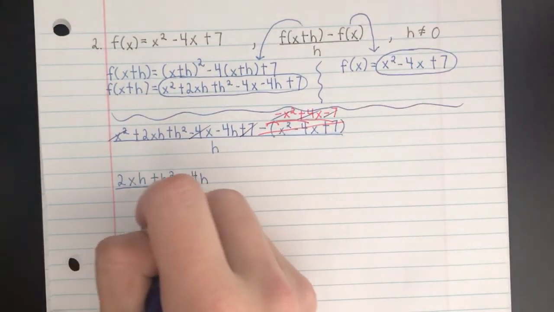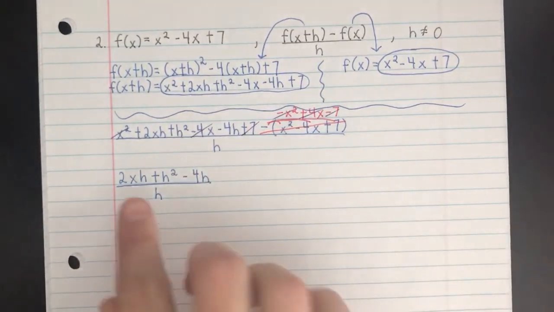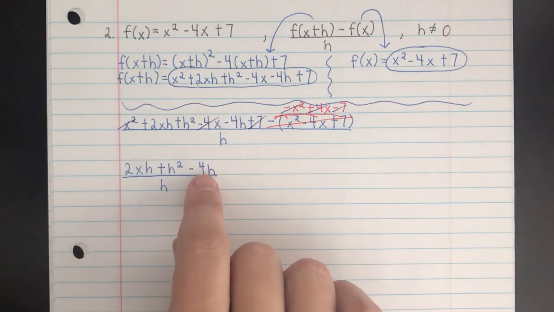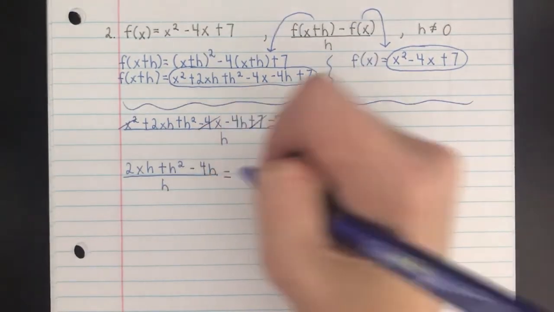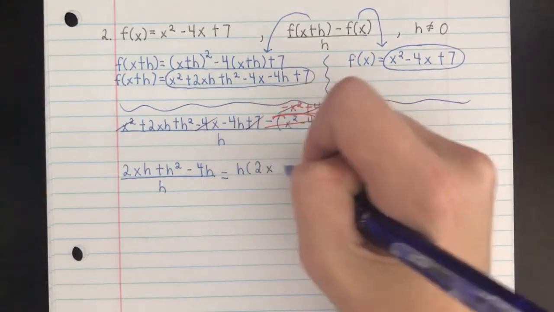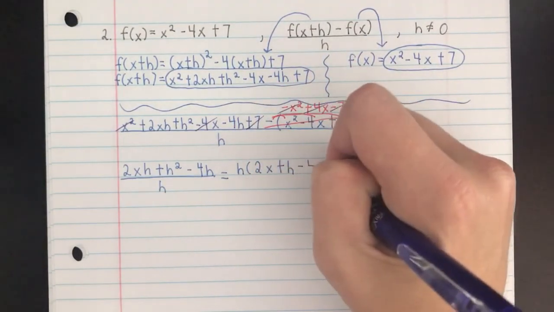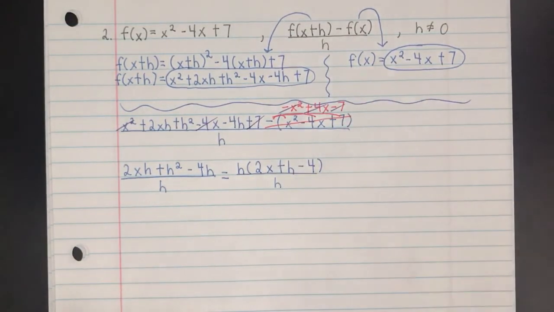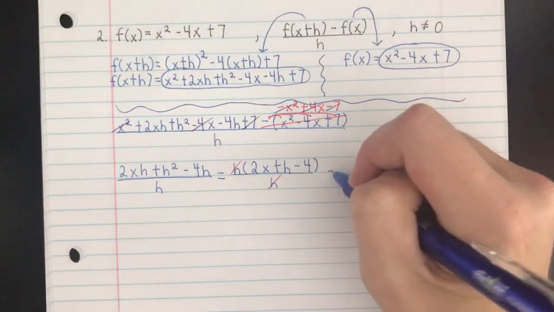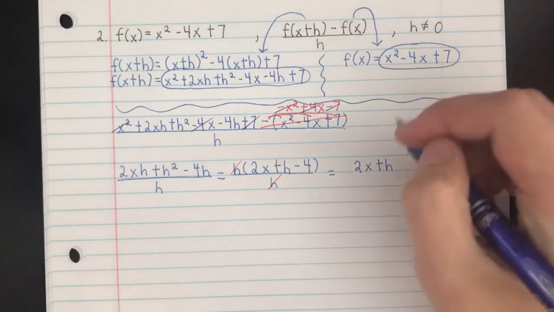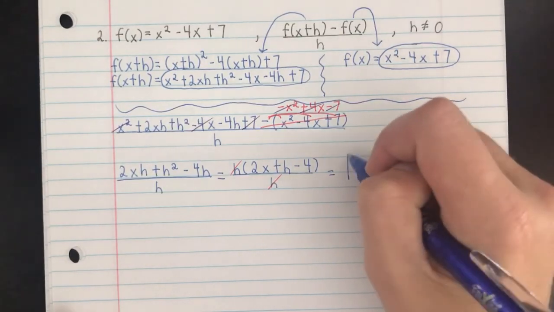All over h. Another thing I notice as I'm looking to clean up here, my last step, is that all 3 terms in the numerator have an h. That means I can factor out a GCF of h. So this would become 2x plus h minus 4 all over h. And now I'm able to cancel these h's and say that my final answer is 2x plus h minus 4. That's as far as I can clean up.